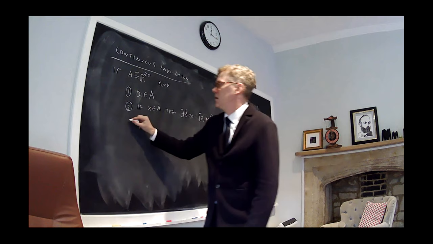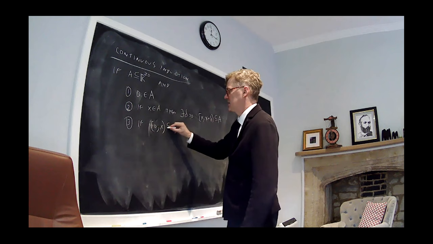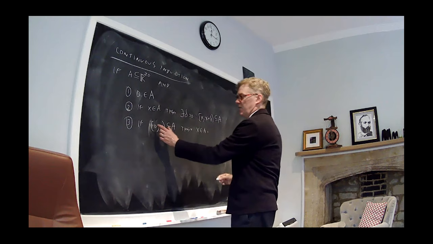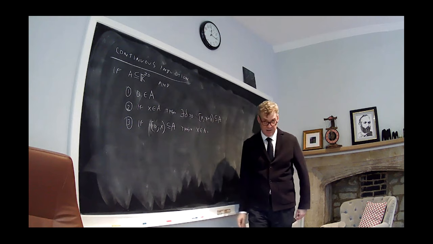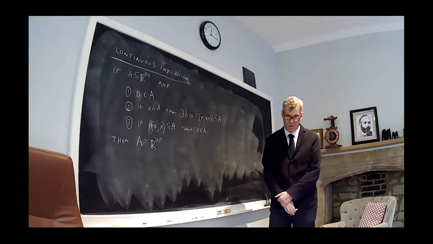And 3, let's say it like this. If every number less than x is in A, then x itself is in A. So this is the half open interval. If everything below x is in A, up to x, then x itself is in A. Okay, then, so if we have those three properties, then A is equal to all of the non-negative real numbers.